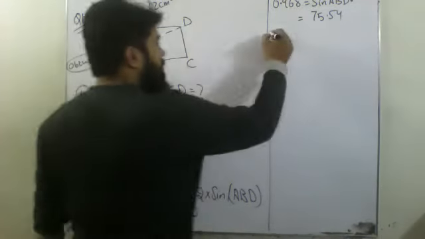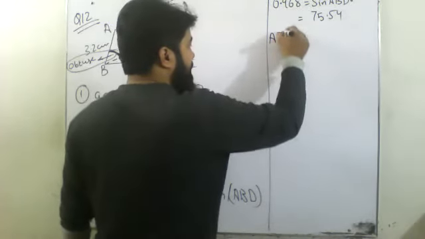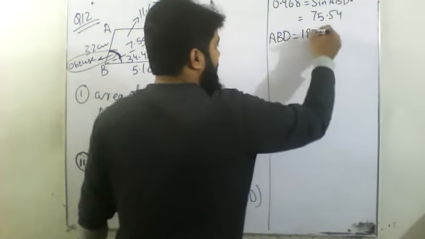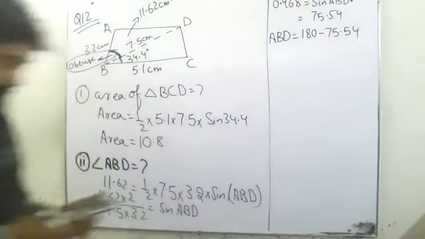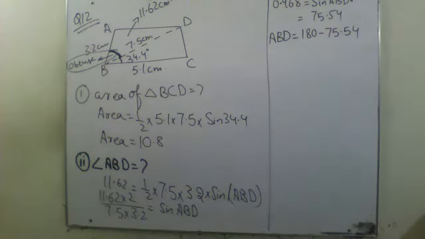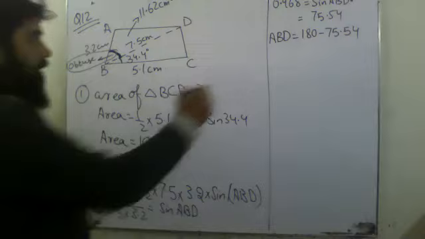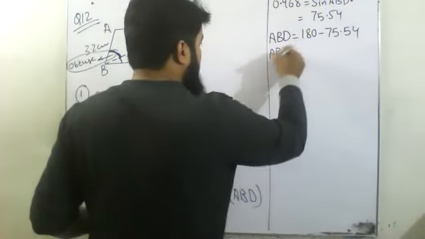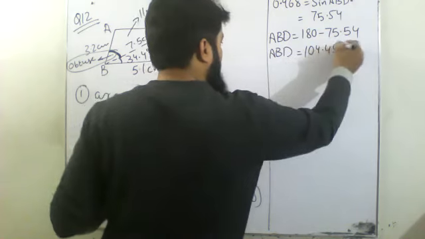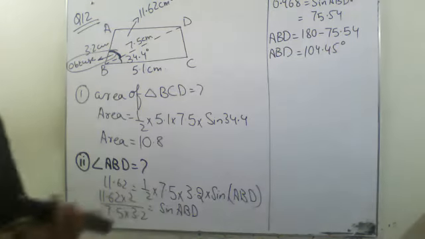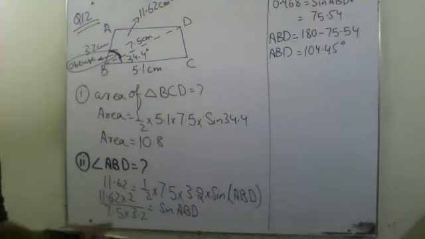So what will I do? In order to find the obtuse value, I will subtract my answer from 180 degrees. When I subtract it, the answer of ABD is coming 104.45 degrees. That is going to be your final answer for this part.